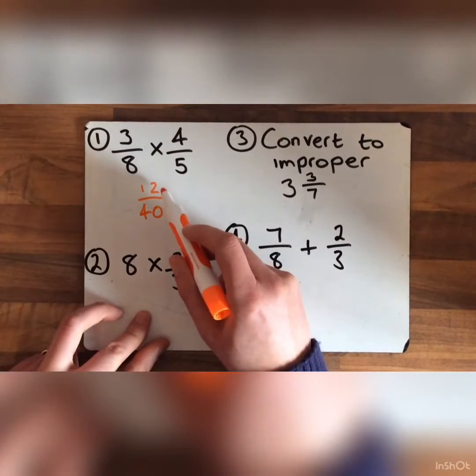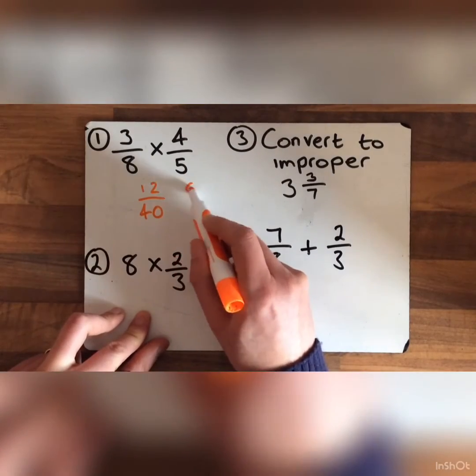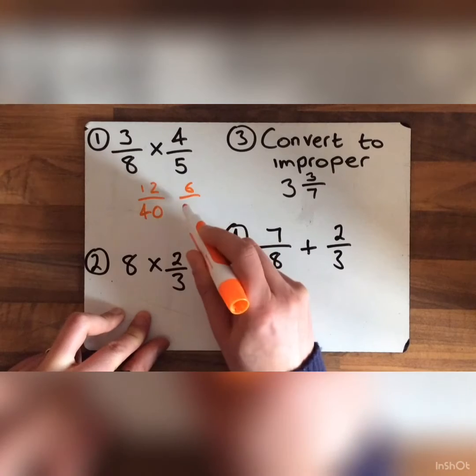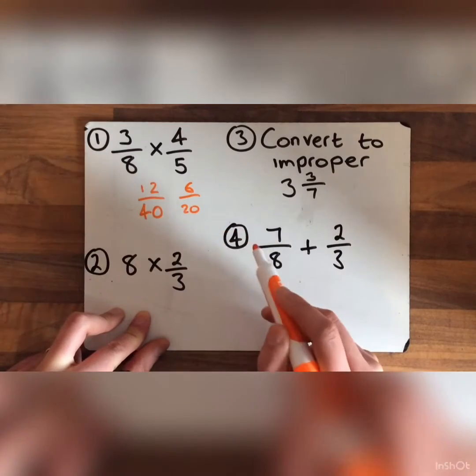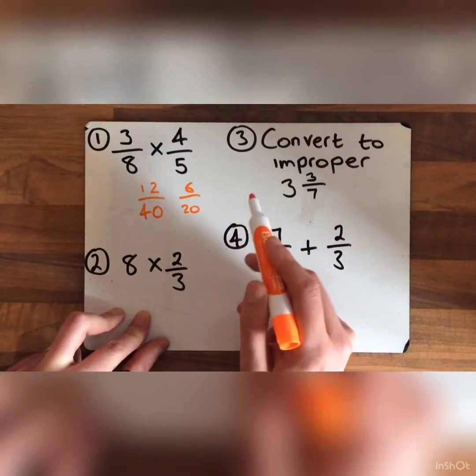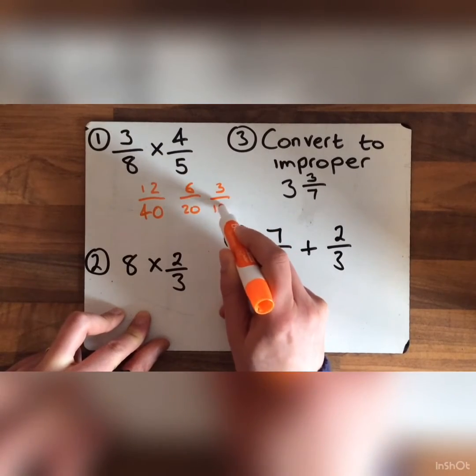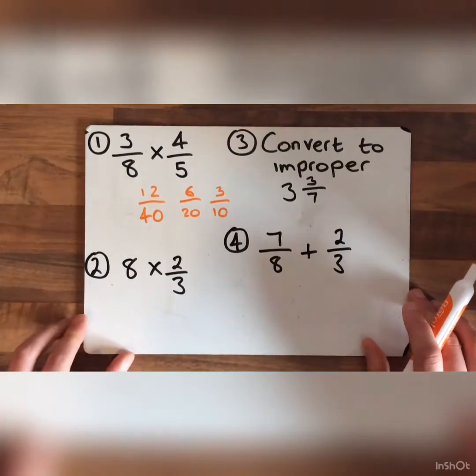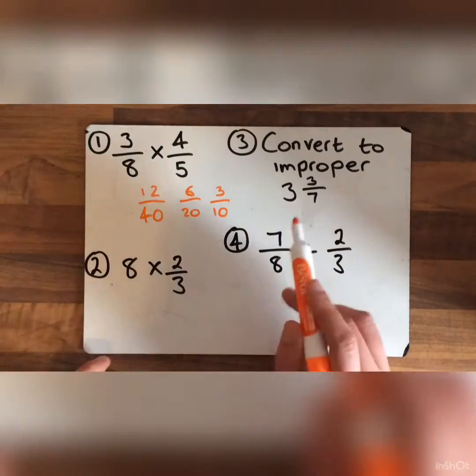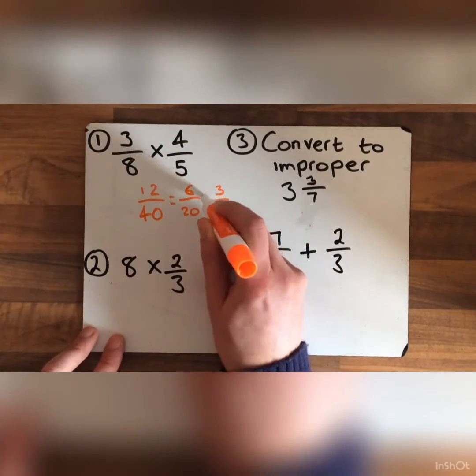So if we were to halve the numerator and halve the denominator, it gets us to 6/20. We can do that again, can't we? We can halve 6 to get to 3, we can halve 20 to get to 10. All these 3 answers are equivalent to each other.